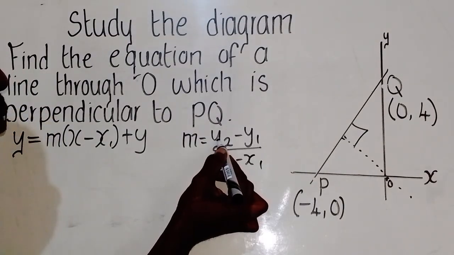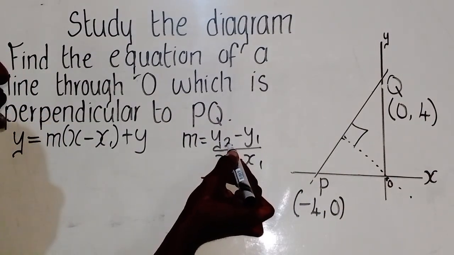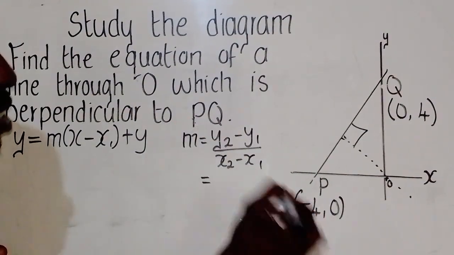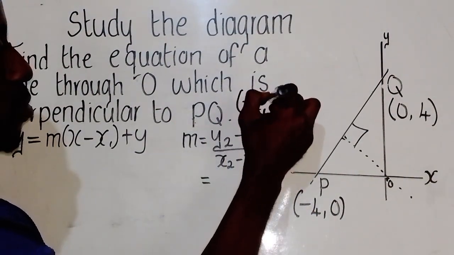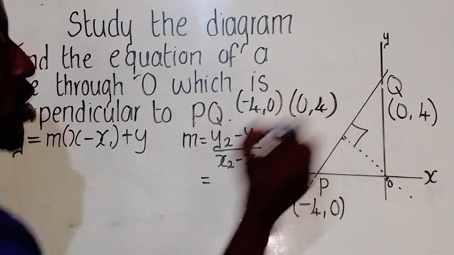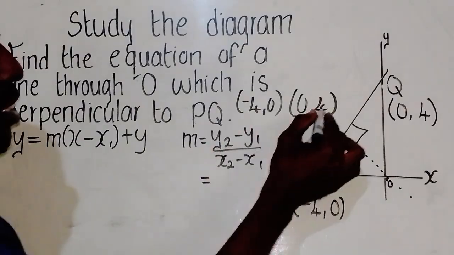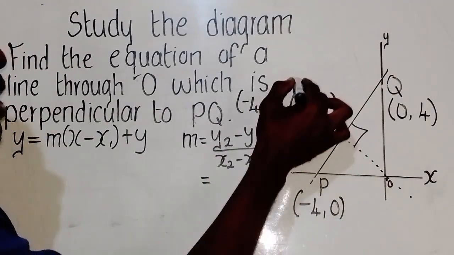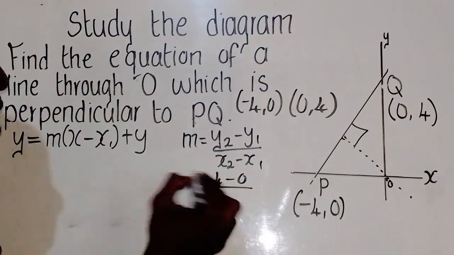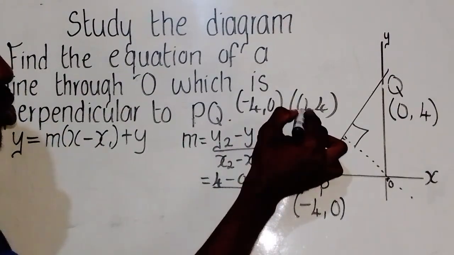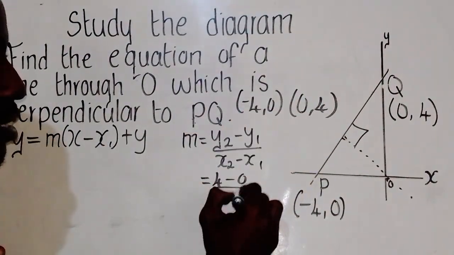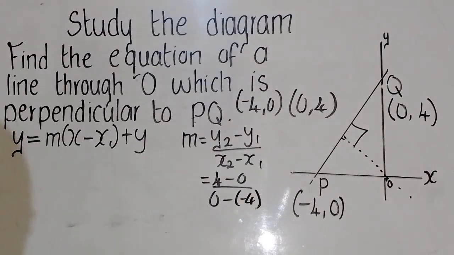So what is y2? This is P, so what are the coordinates for P? These ones. And then for Q, it is this one. So where there is a y2, it is 4. So it will be 4 minus 0 over, you have seen? Now the other one is this one, x2. So 0 minus, again negative, negative 4, like this. I hope you have seen.